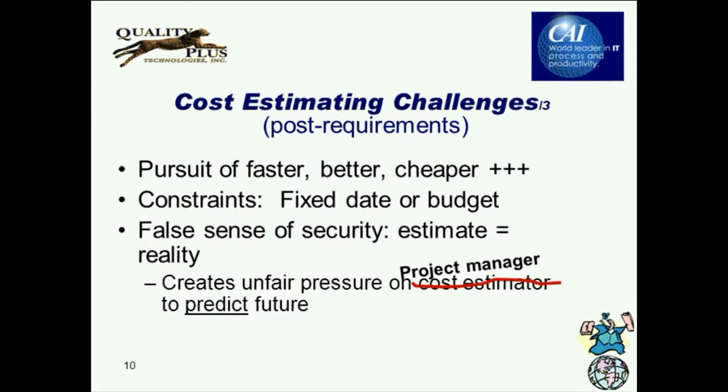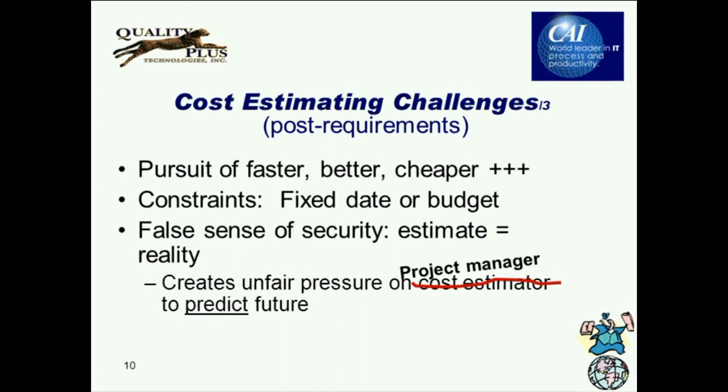If I say that it's approximately 1.2 million, or I say it's approximately 1 million, what normally happens? That ends up being the project budget. And that creates unfair pressure on a cost estimator to predict the future. And if we look at the word estimate, it means to anticipate, to make a guess with the best information available at hand, not to predict.